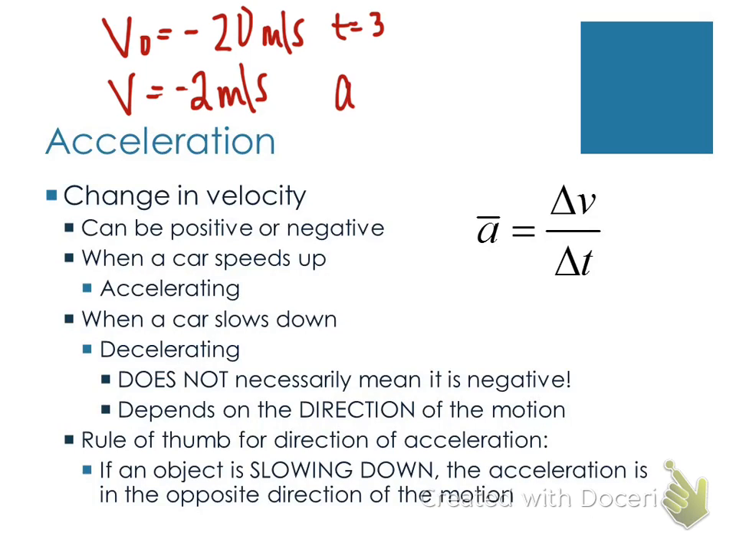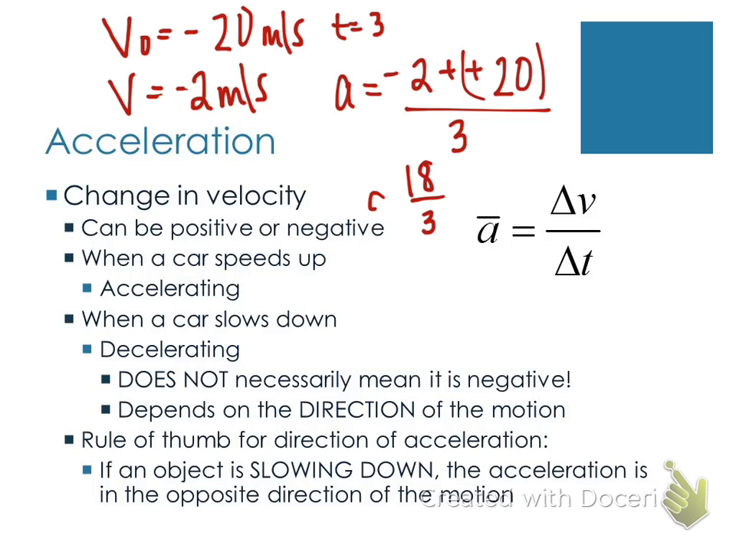Okay, so that means acceleration is equal to -2 minus -20 over 3. What happens when I have two negatives? Yeah, it becomes an addition problem, so that means I get an 18 over 3, which means my acceleration is positive 6 meters per second squared. So even though both my velocities were negative, I've got a positive acceleration.